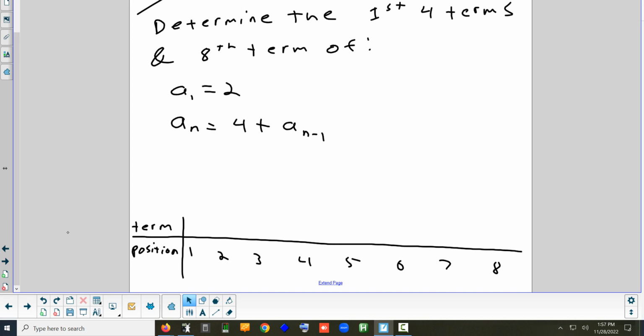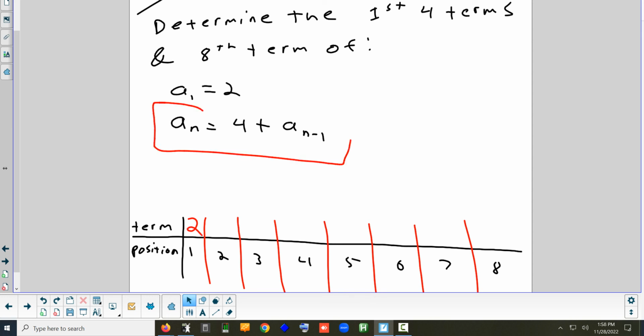So sometimes what I do is I just make a table. The position is like what spot it's in, and then the term is the value in that spot. So let's start with the first spot. What's the term in my first spot? How do we know that? It's given. Something has to be given. And what does this formula basically say to do?